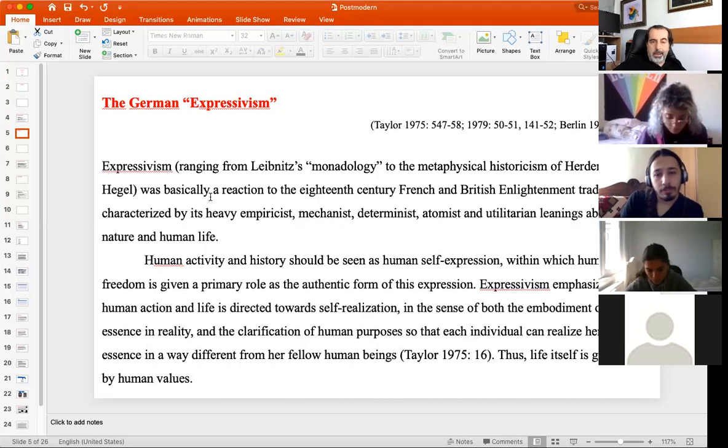British Enlightenment is basically, and the French also, empiricist, mechanist, determinist, atomist, and utilitarian, but German expressionism is a critique of these dualities, basically. And according to them, human activity and history should be seen as human self-expression, so that's why the word expressionism. Expressionism emphasizes the importance of human action and that life is directed towards self-realization, etc., etc.